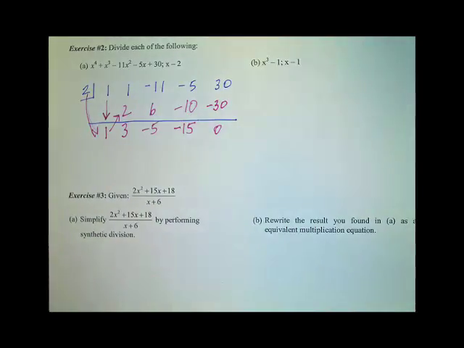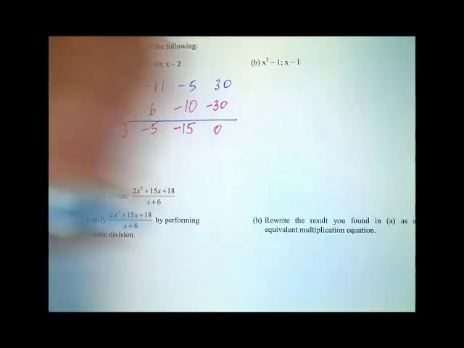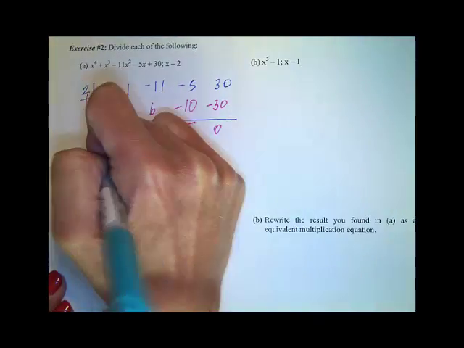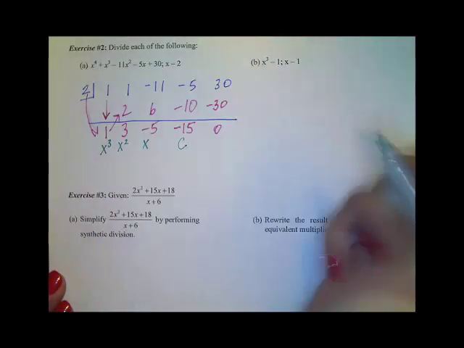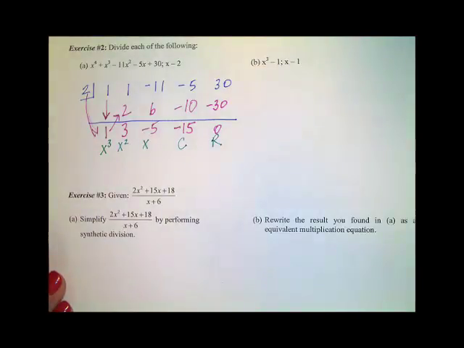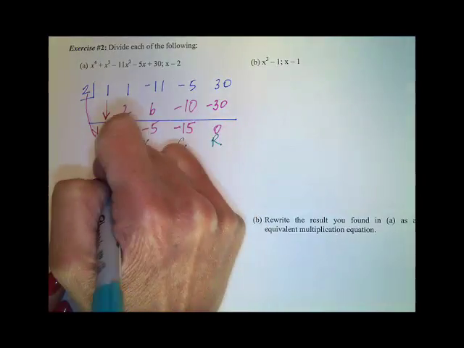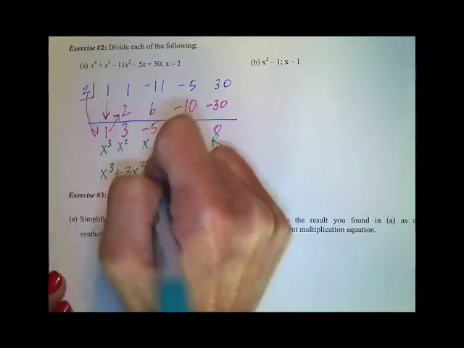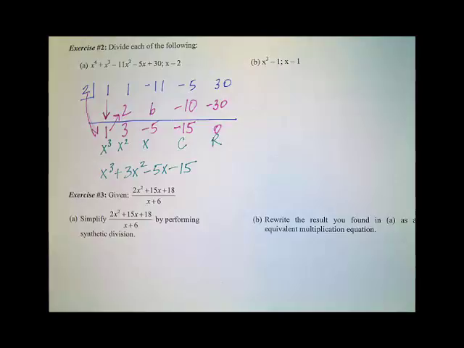So what the heck do these numbers mean? Well, since I started with x to the 4th and I'm dividing by x, I know that this is the x3 term, and this one is x2, and this is x, and that's my constant. This is my remainder. So what is your answer when you divide that polynomial by x minus 2? You get x to the 3rd plus 3x squared minus 5x minus 15. You could also say that x minus 2 is a factor of that polynomial. You could also say that 2 is a root.